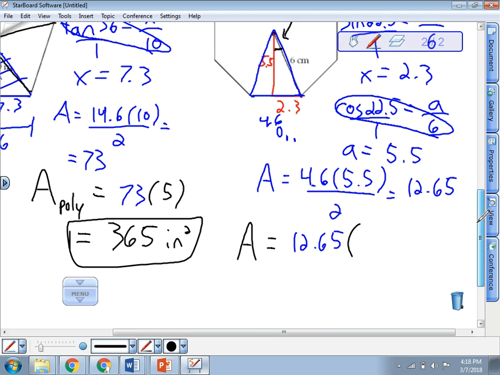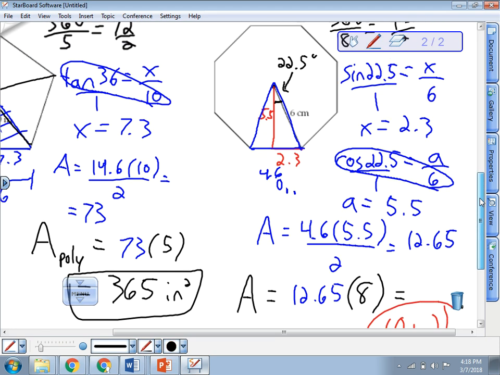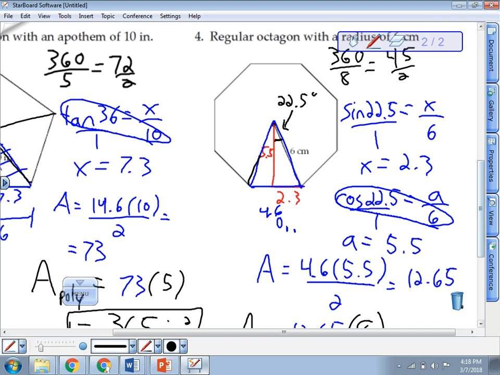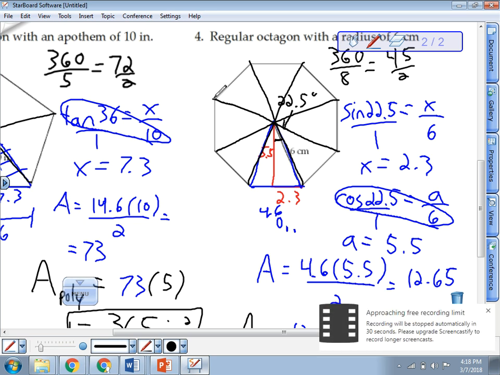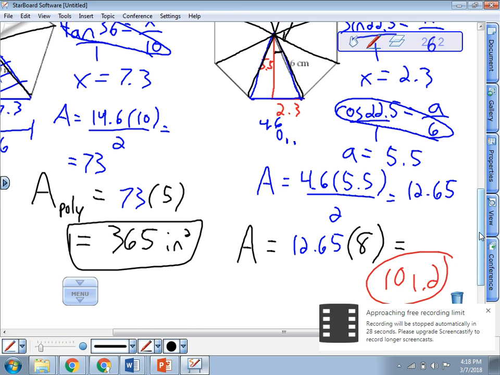So we're going to multiply that by 8. And we're going to get our final answer, I'll put in red here, 101.2. Again, there's 8 of those equal size triangles. You can see it here. There's one. Here they come. And you can see that there's 8 of them, so I'm just multiplying by 8. And that's how you find the area of a polygon using the triangle method.